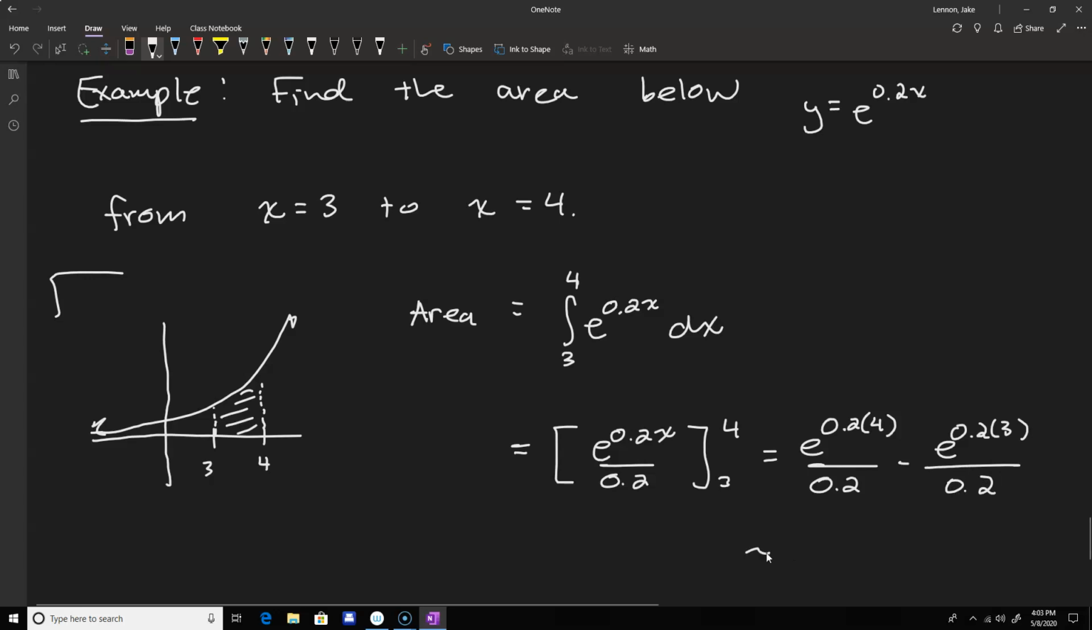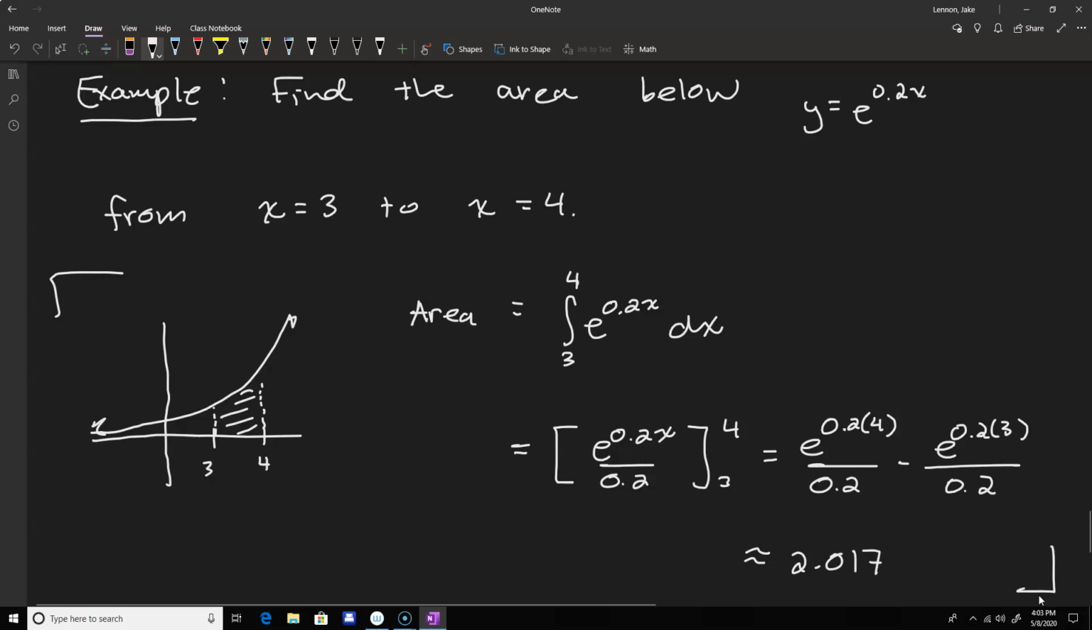And at this point, we're just going to appeal to our calculator and approximate to, say, 2 decimal places, something like that. So we get e to the 0.8 minus e to the 0.6, with everybody being divided by 0.2. So we get about 2.017. Let's use 3 decimal places. And that would be our answer.